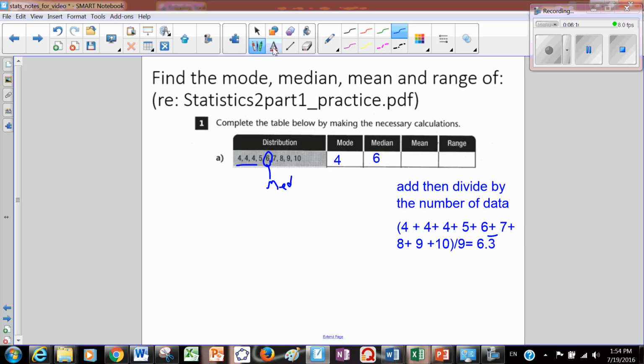And finally, the range is the difference between the highest value and the lower value. So your range would be 6.